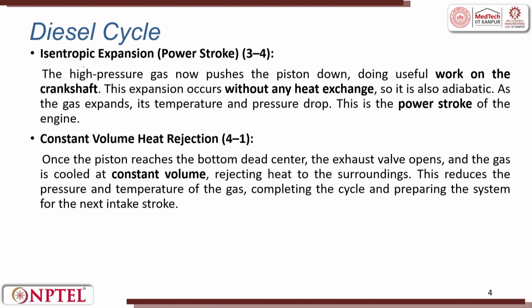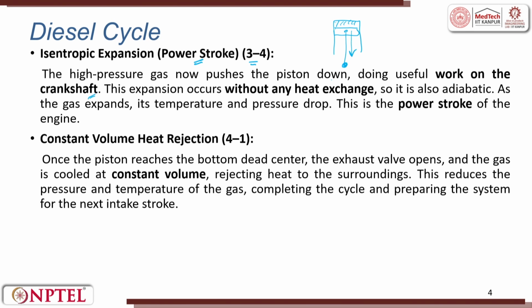The next one is the isentropic process, otherwise called the power stroke. It happens between 3 to 4. The high pressure gas now pushes the piston down. The piston is at its topmost position and here the ignition has happened. So now there is a lot of temperature and the pressures are very high. What is left is that the piston has to come down, and the high pressure gas pushes the piston down, doing useful work on the crankshaft.